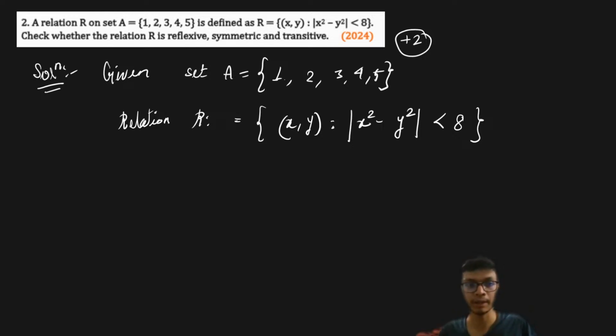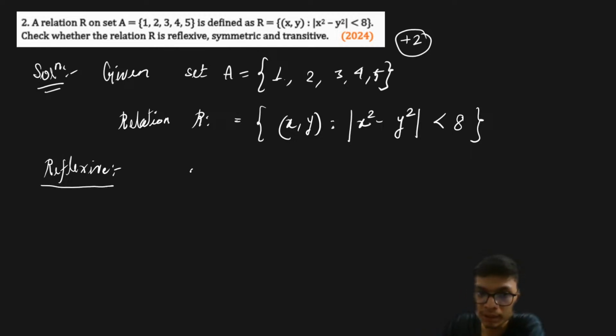Now I have to classify whether this particular type of relation is reflexive, symmetric and transitive, right? So how are we going to solve the actual part of the exam? First of all, you will write it over here, reflexive. So we are checking first of all for reflexive, right? For x belonging to the set A, is (x, x) also belonging to the relation R? So let us try to check for it.